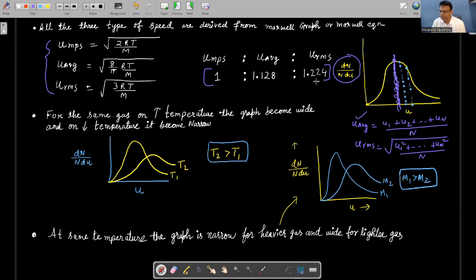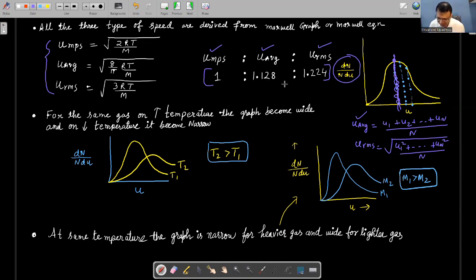JEE मेंस में ये क्वेश्चन पूछा जा चुका है, वहां पे ऑर्डर बस एक ही था. So already you know that this is the highest, and after that this will come, and the lowest value is UMPS. There you will solve. But again, I will suggest that before the exam you should read, and if you remember the value, it is better, right? 1 is to 1.128 is to 1.224, because if you try to solve it in the exam, it is not possible.